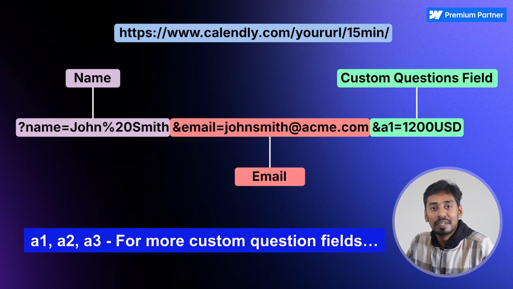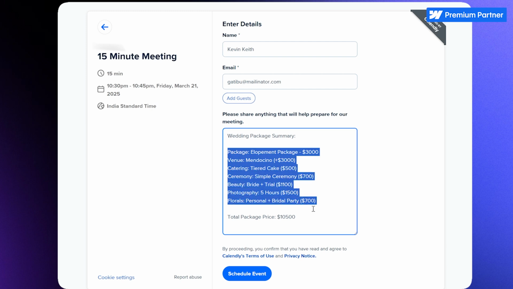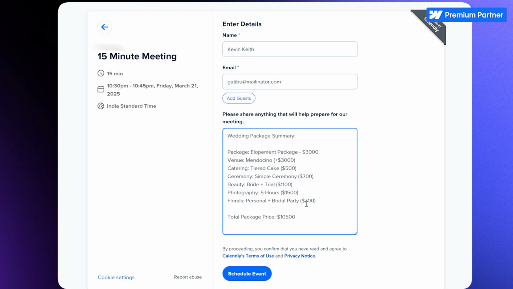In these URL parameters, you see a1. You can add a2, a3, and so on for any custom questions you ask other than Calendly's default name and email fields. When the user clicks this link, their details appear automatically in the Calendly form, saving them from having to type everything again. This removes unnecessary friction and keeps the user focused on the final step, booking the meeting.